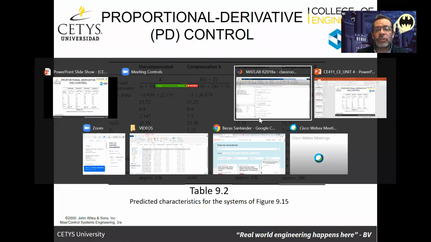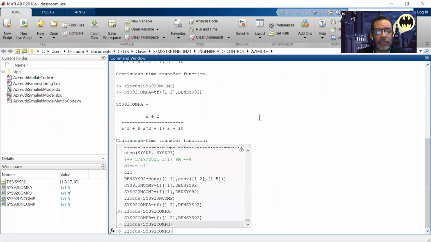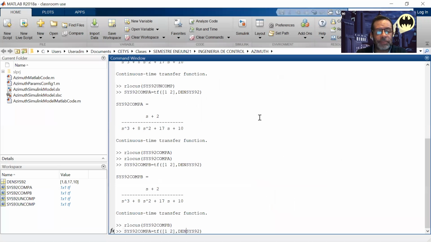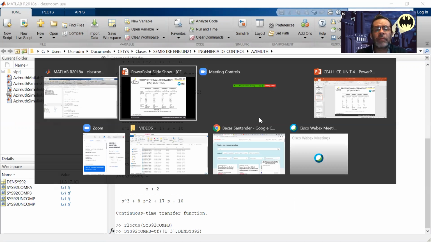Now, let's just quickly look at the other ones. If I do the compensator B, which is S+3, I believe.